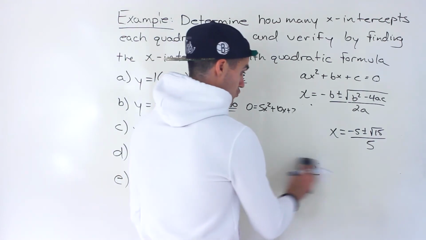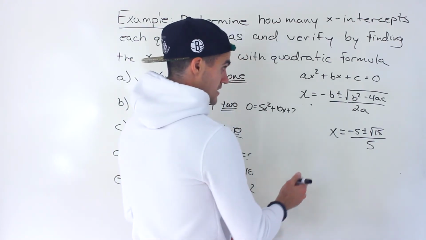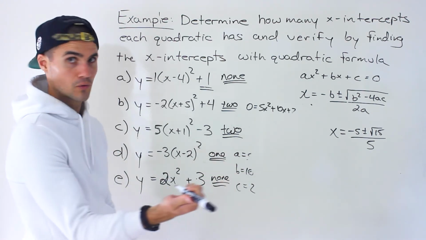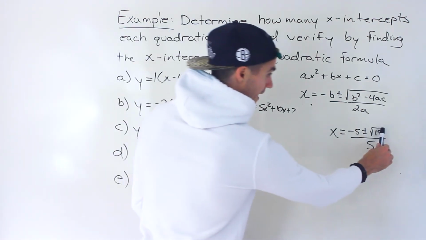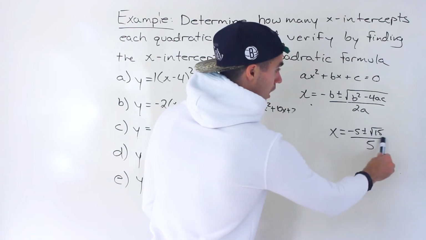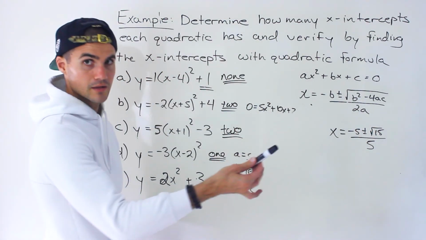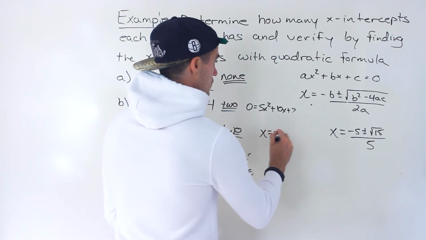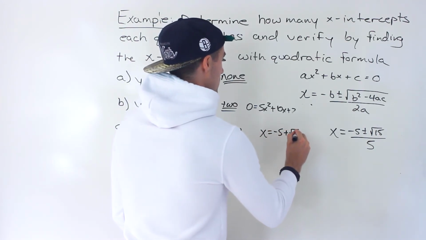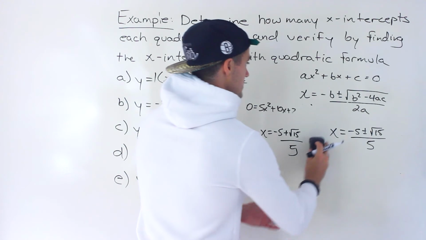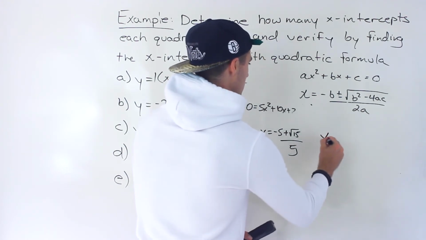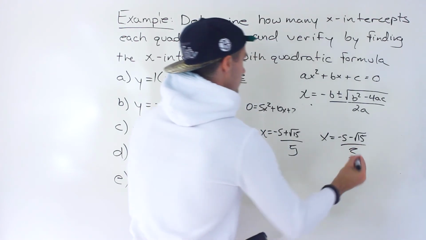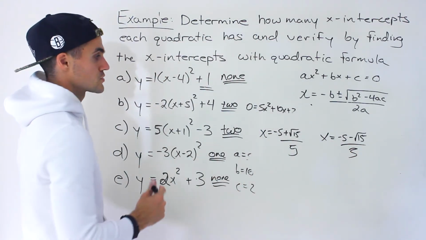So the 2 x-intercepts, and by the way, notice how we got 2 x-intercepts, which makes sense. That's what we were expecting to get because we have a positive value under the square root. That discriminant is positive, so we get 2 different solutions. So x can either be negative 5 plus root 15 over 5, or x can be negative 5 minus root 15 over 5, like that. So either of those work.